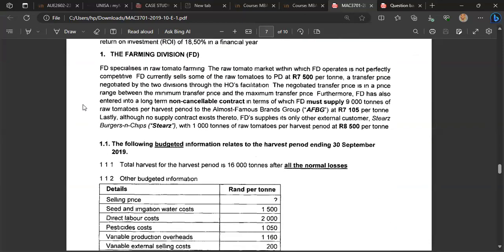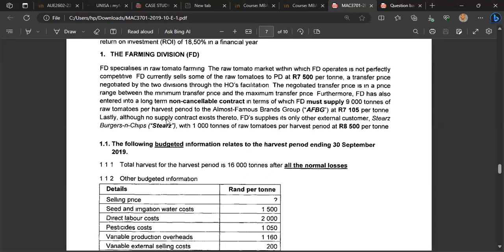But if you look at what was read here, FD has entered into a non-cancelable long-term contract to supply 9,000 tons. So these 9,000 tons are totally out of the question. We are not going to transfer these tons. So this selling price of 7,105 is out of the question. We don't need to regard this. Why? Because it's non-cancelable. So we are dealing with the supply that we can use, or with the tomatoes that we can supply internally, which is the one that we are losing from external customers.